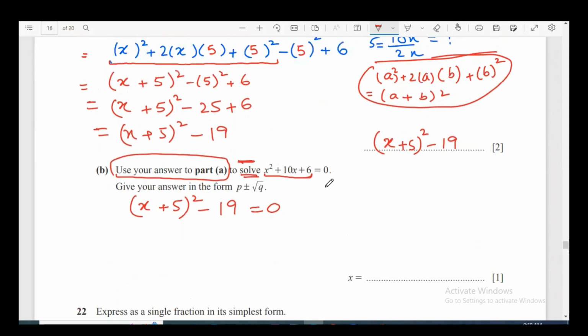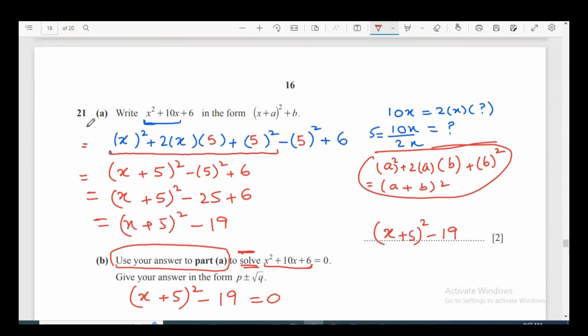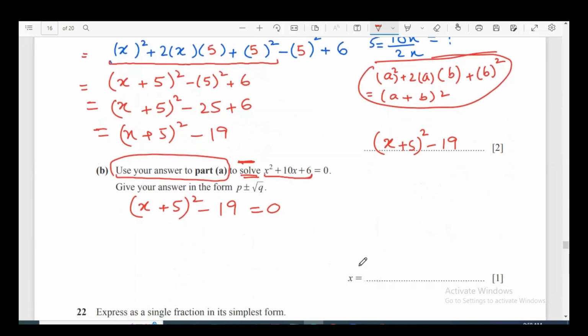Because look at part A, x square plus 10x plus 6 is equal to (x plus 5) whole square minus 19. So I'm going to write (x plus 5) whole square minus 19 in the place of x square plus 10x plus 6, equal to 0 here. So make x the subject. (x plus 5) whole square equals 19. Shift 19 to the right side here.